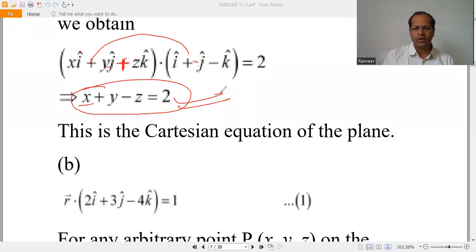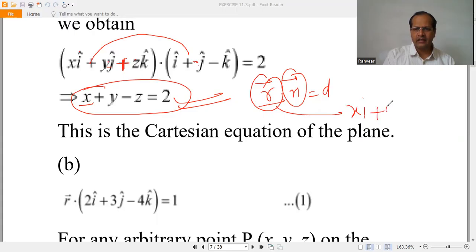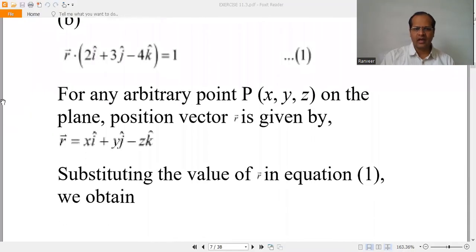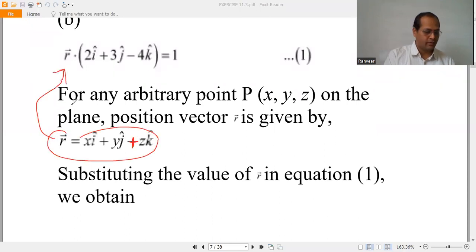So always you have to remember r dot n equal to d. This value is given, so with this value we can take r as xi plus yj plus zk, and after that we just have to take the dot product of these two vectors. We will find it out, and this will give the Cartesian equation of the plane. We substitute this arbitrary value in place of r.